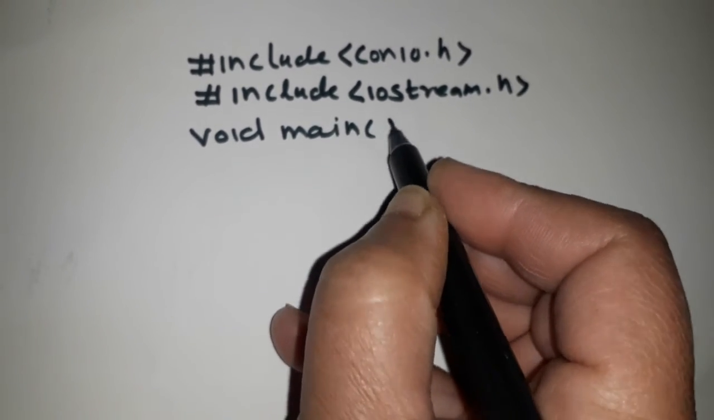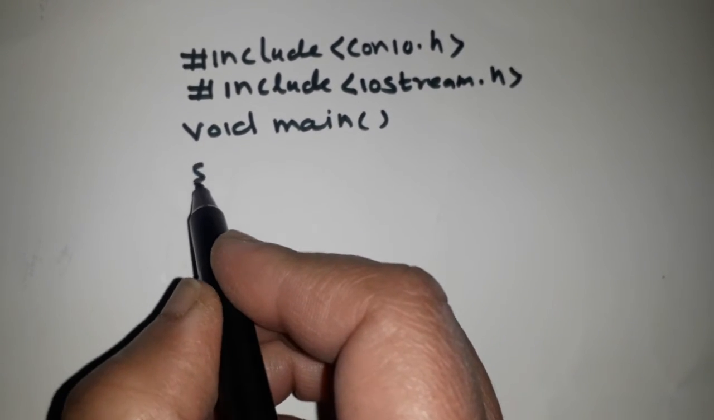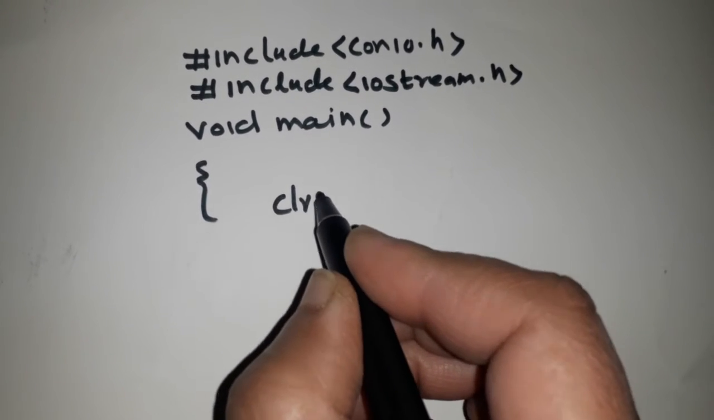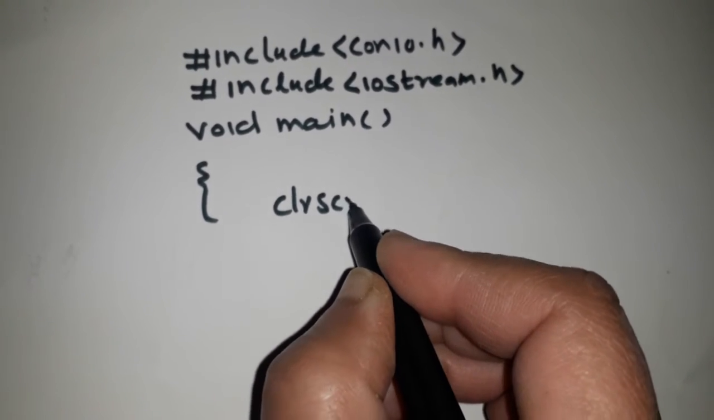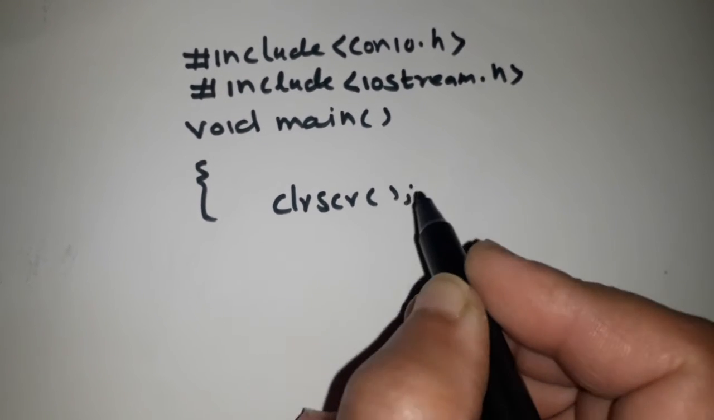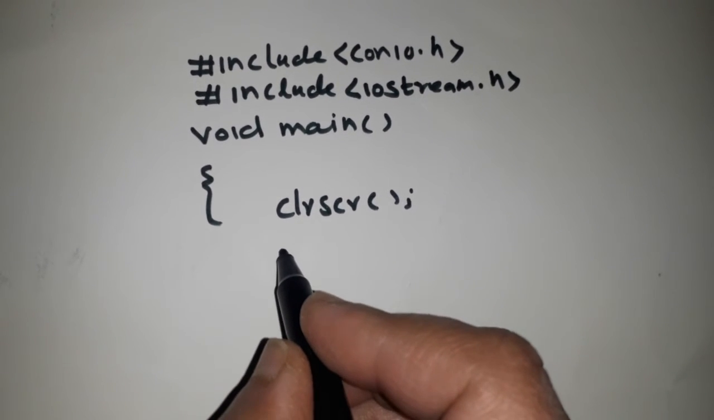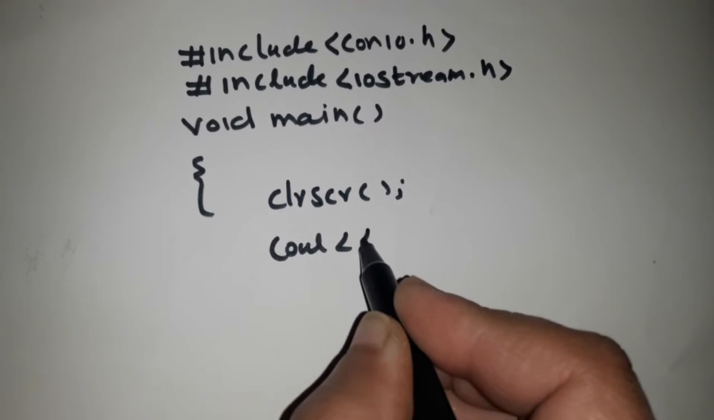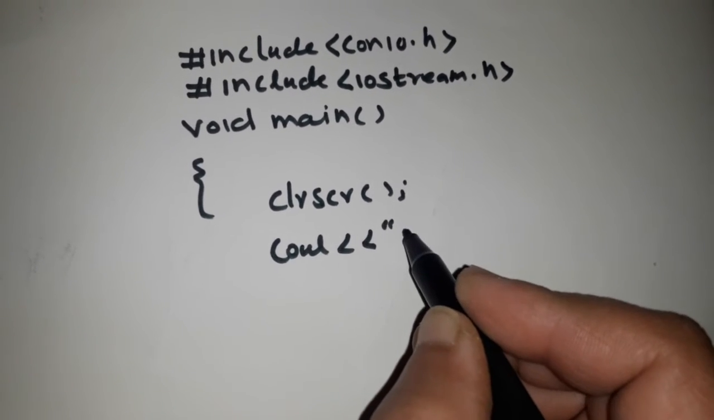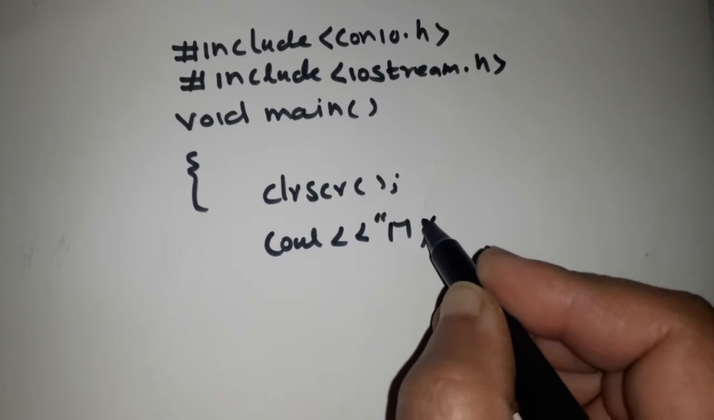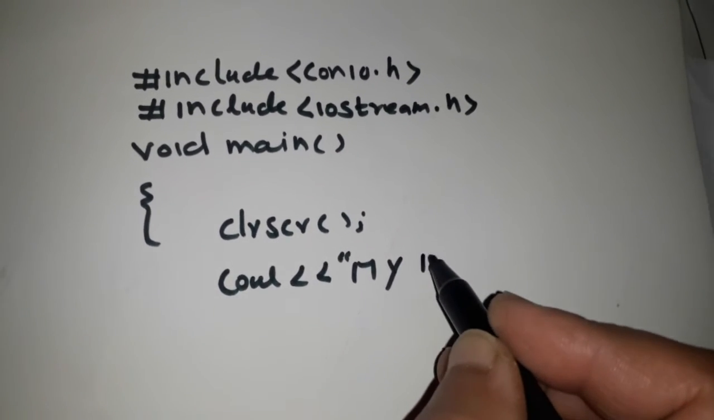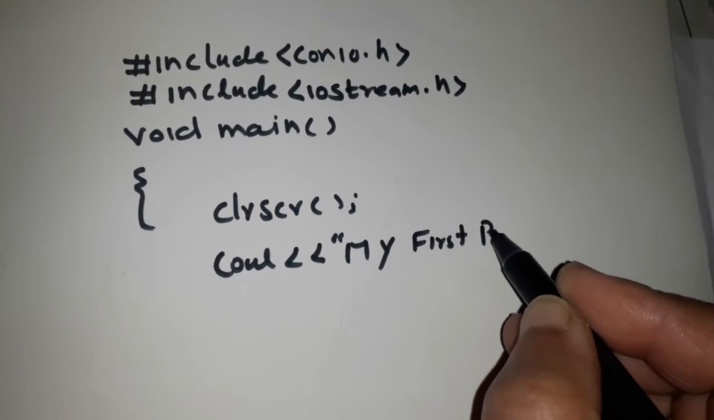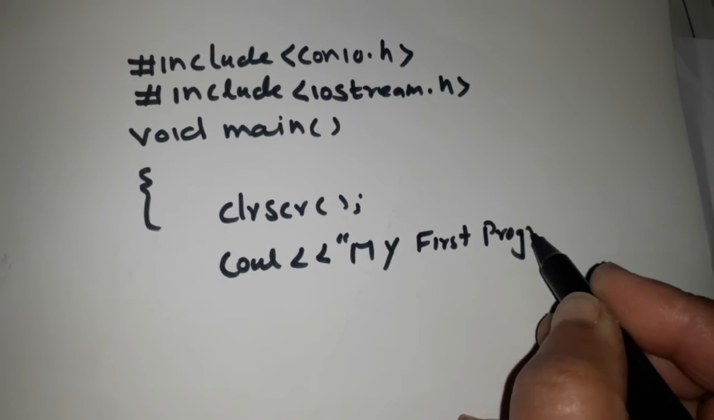First. The body of the main function begins with the opening brackets and ends with the closing brackets, like in this example. Main is the second component of this program and the body of the main function is the third component. Every program contains three components: preprocessor directive, main function and body of the main function. This sample program only displays this message, my first program, on the screen.